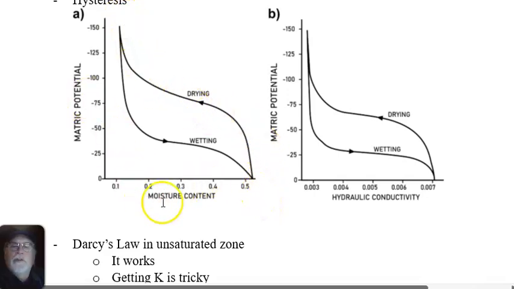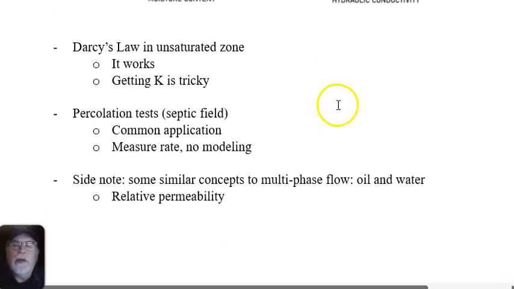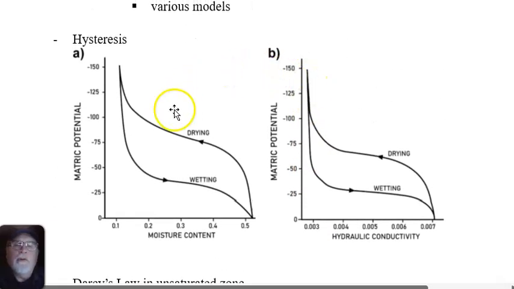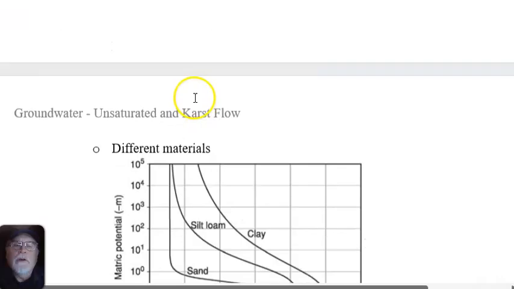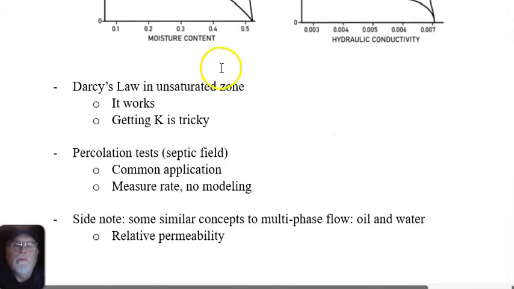So the relationship is different when the water is going into the soil than when it's coming out of it. So matrix potential is a function of moisture content, or you can relate matrix potential to hydraulic conductivity. It's pretty complex, so I'm going to leave you there. I'm not going to work any examples or anything like that. So Darcy's law in the unsaturated zone does work, okay? Getting the hydraulic conductivity can be kind of tricky. But Darcy's law does work.